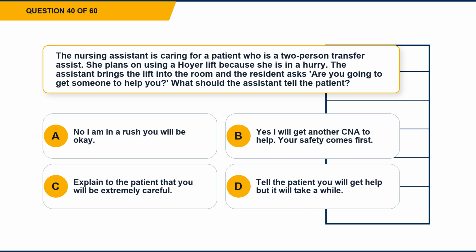Option B. Yes, I will get another CNA to help. Your safety comes first. Option C. Explain to the patient that you will be extremely careful. Option D. Tell the patient you will get help but it will take a while.